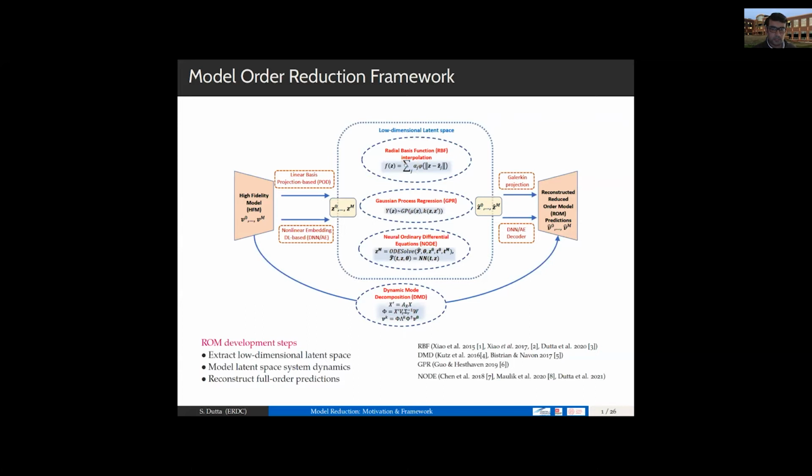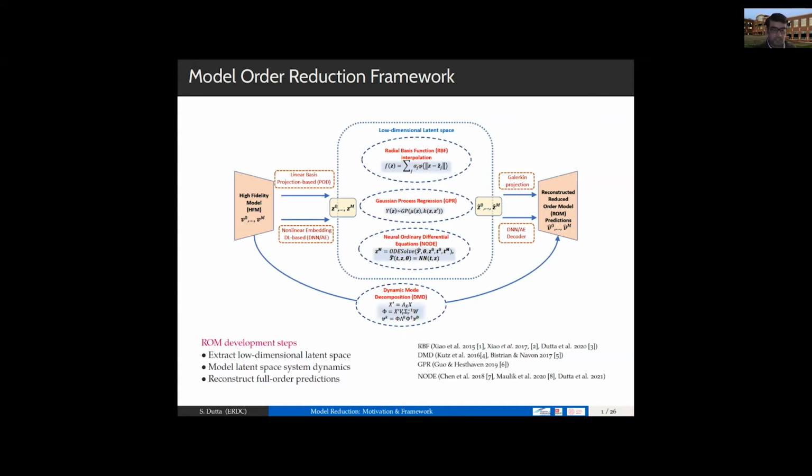We can use radial basis function interpolation, which is a classical method. We can use a Bayesian framework called Gaussian process regression, which produces a probability distribution of functions that can regress on the data. Or we can use the machine learning based neural ordinary differential equations framework, which I'll be talking a little bit more about. Then using this reduced order model, we can do predictions in the low dimensional space, and then reconstruct full order solutions, either using Galerkin projection or a decoder.